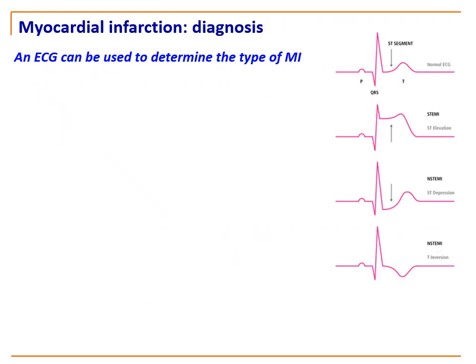So like I said, an ECG can be used to determine the type of MI. So here's your P, QRS, T, your normal. Here's your STEMI, ST elevation. Here's a non-STEMI with an ST depression and with a T inversion.